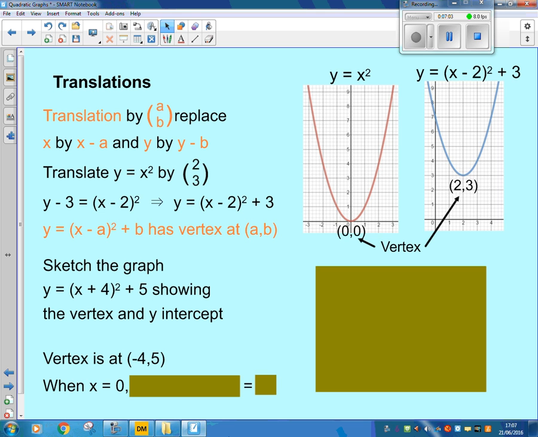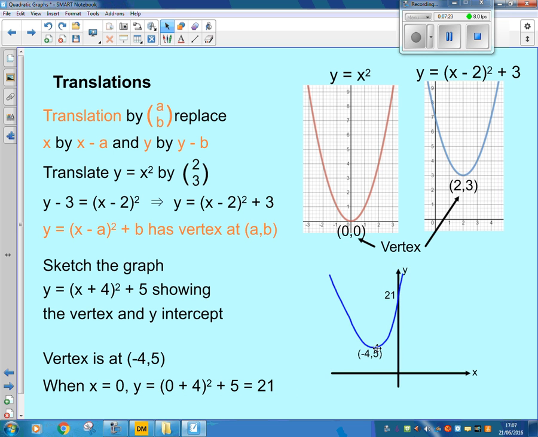Now, if I want to find the y-intercept, all I do is put x equals 0 into this equation. So I get 0 plus 4. When I square it, that becomes 16. Add 5 is 21. So my y-intercept is 21. And so my graph will look like this: my vertex at minus 4, 5, and my y-intercept at 21.